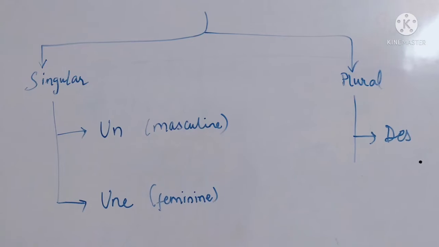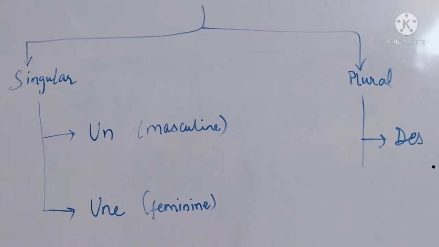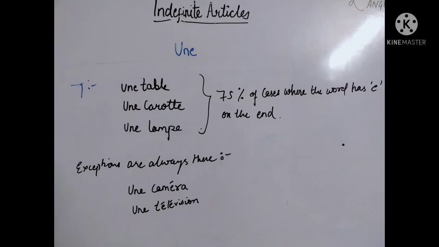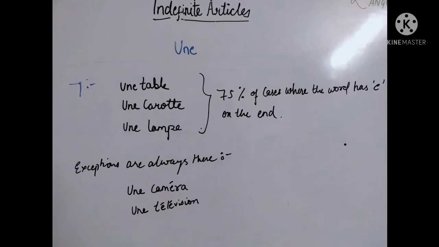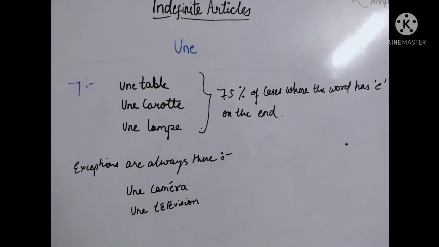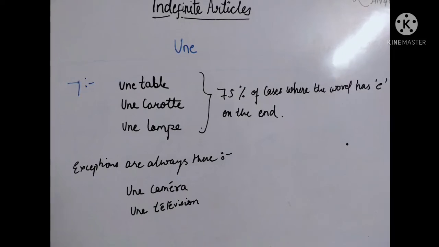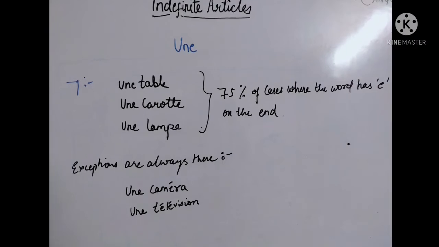Now let's start with une. Une is used for feminine objects or persons, or feminine nouns. Now let's have a look at some examples. Une table, une carotte, une lampe.